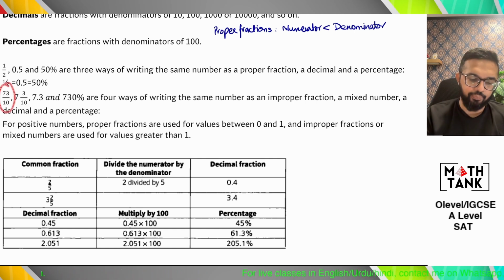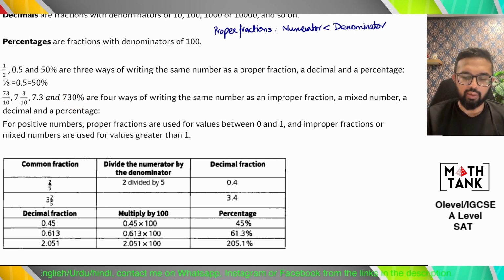73 over 10 can be written as a mixed number, 7 whole 3 over 10, or 7.3, or 730%. These are four ways of writing the same number as an improper fraction, a mixed number, a decimal and a percentage. For positive numbers, proper fractions are used for values between 0 and 1, and improper fractions or mixed numbers are used for values greater than 1.